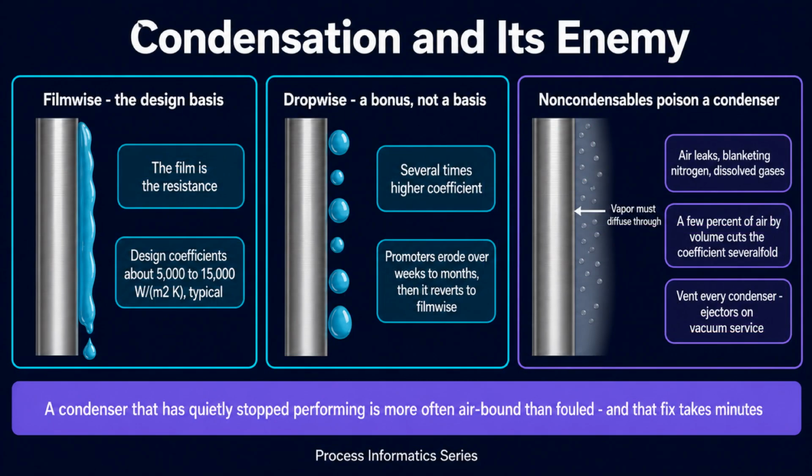Condensation runs the same physics backward. In filmwise condensation, the liquid wets the surface and drains as a continuous film. That film is the resistance, because every joule must conduct through it, and it thickens down the tube. In dropwise condensation, the surface is non-wetting, so droplets form, grow, and roll off, repeatedly exposing bare metal, and the coefficient is several times higher.